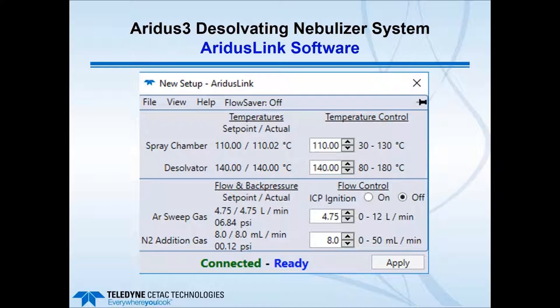Finally, there is a part of the software control that says flow control or ICP ignition. If you click the ICP ignition on, the gas controls will revert to 1 liter per minute for the argon sweep gas and 0.5 mL per minute for the nitrogen. This is so you don't have too much gas flowing through the system, which could cause a poor start of the ICP plasma. What you want to avoid there is any arcing, which could damage the torch or something like the guard electrode. You do want those gas flows turned down when you start the plasma, and then you'll turn them back up when you start tuning the system before running samples.